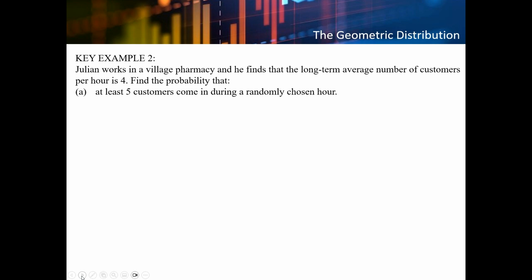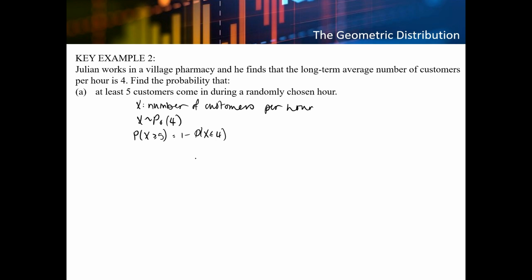Okay, so find the probability that at least 5 customers come in during a randomly chosen hour. That's definitely a Poisson distribution question. So we'll define X to be number of customers per hour. Don't forget you do need your time and space frame in that. So we've got our Poisson distribution, it's 4 per hour, and we're asked what's the probability that it's at least 5 customers coming in. Well, that's 1 minus the probability that it's 4 or fewer, and you can work that out on your calculator, 0.3712.